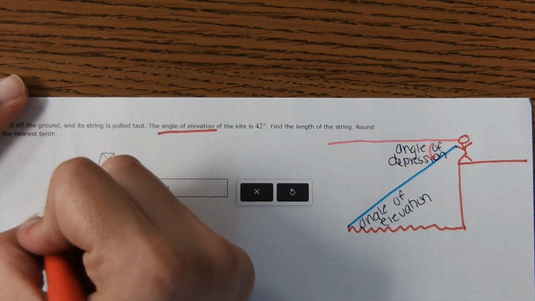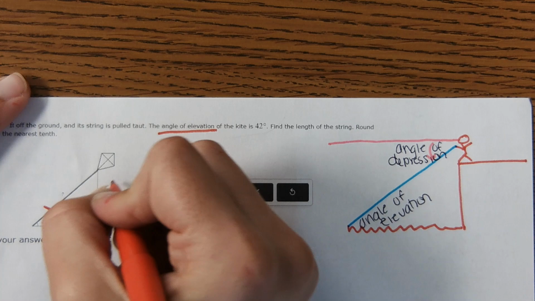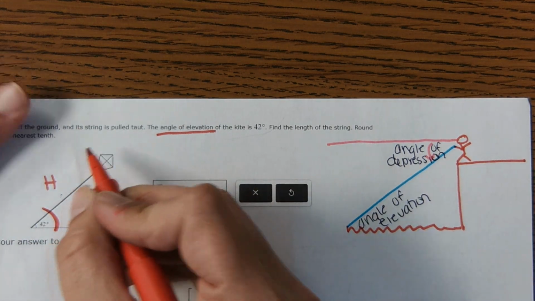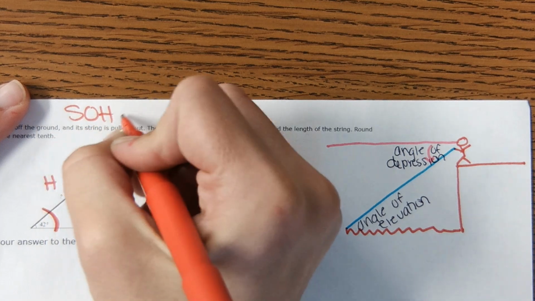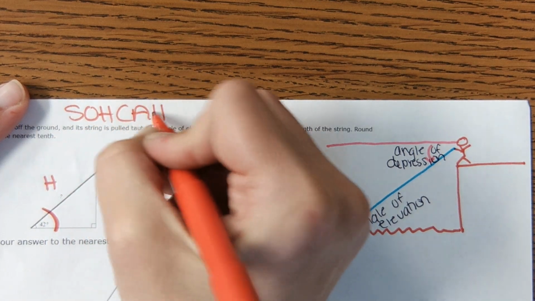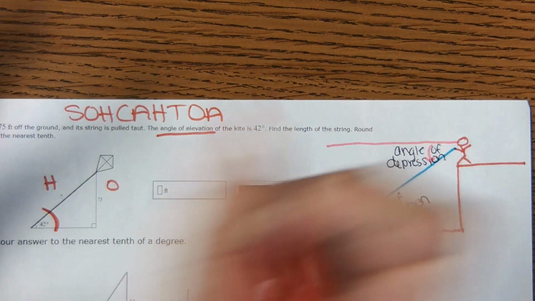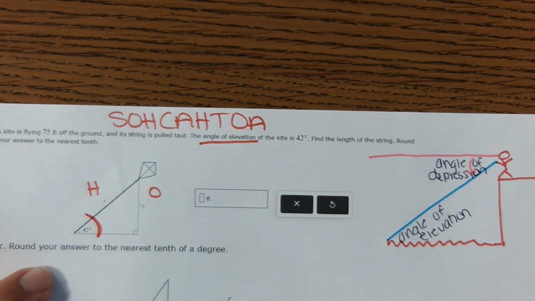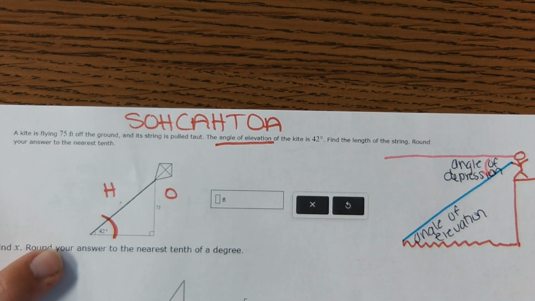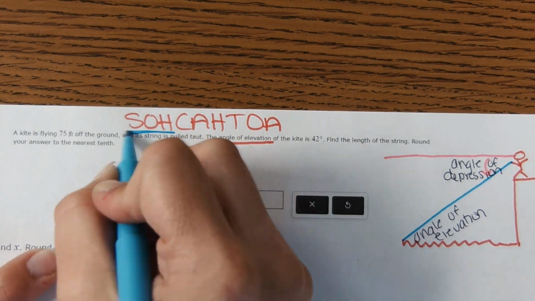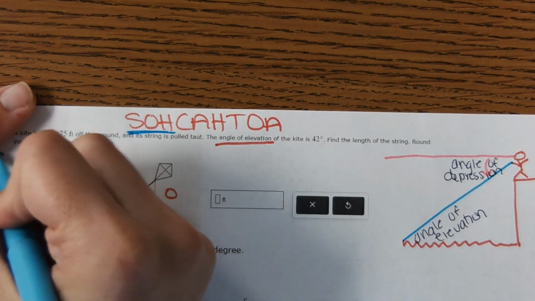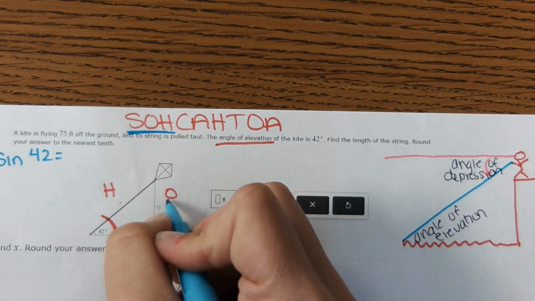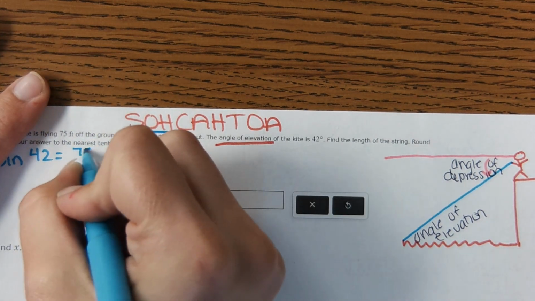Okay, make an arc on this angle here, and then from here we have the opposite and hypotenuse side that's labeled. And so I need to decide whether I'm using sine, cosine, or tangent. So I write down SOHCAHTOA. And so we have O and H, so that means I'm going to use sine. So I'll write down sine of 42 equals opposite over hypotenuse.